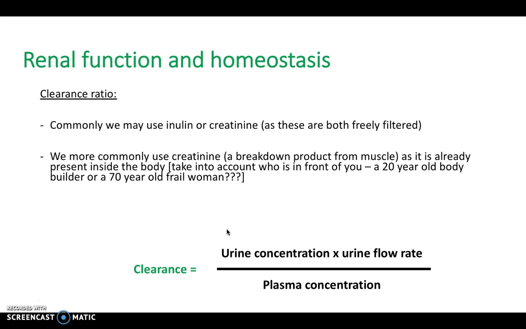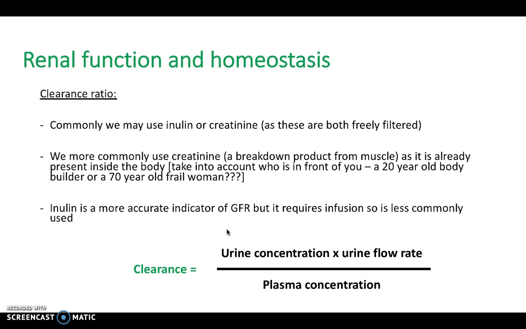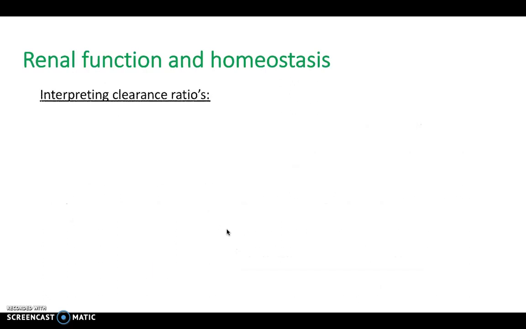However, we must take into account what patient we're dealing with. If we're dealing with a 20-year-old bodybuilder, we're going to see a different clearance of creatinine than we are with a 70-year-old frail woman, because naturally the 20-year-old bodybuilder is going to have greater levels of creatinine already due to having greater muscle breakdown. Inulin is a more accurate indicator of GFR than creatinine, but like we've already said, it requires an infusion, so it's less commonly used because it's more invasive.